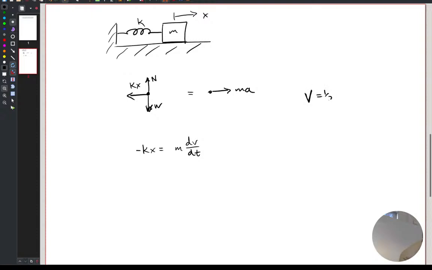Just to make your life harder, I'm going to say V is potential energy. For some reason in physics, we always say V is potential energy. In thermodynamics it's PE. U is almost always internal energy, not potential. But anyway, V is our potential energy, which is 1/2 kx squared.